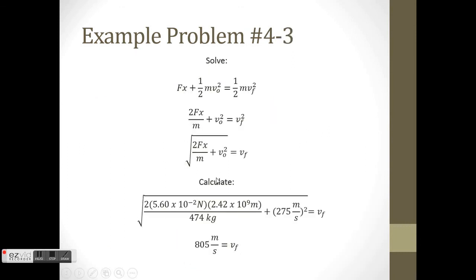So that's kind of a quick application of the work energy theorem and how we can use that to begin to solve a problem dealing with work and energy.